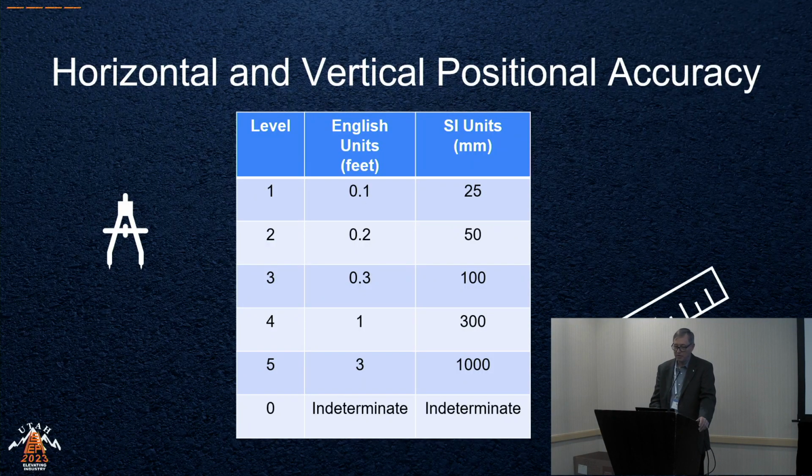Accuracy in the standard is defined in 6 different levels. The highest level of accuracy is 1/10 of a foot, and you're required to record accuracy for both the horizontal and the vertical components of your location. And they may be different. In a lot of cases, they are different.